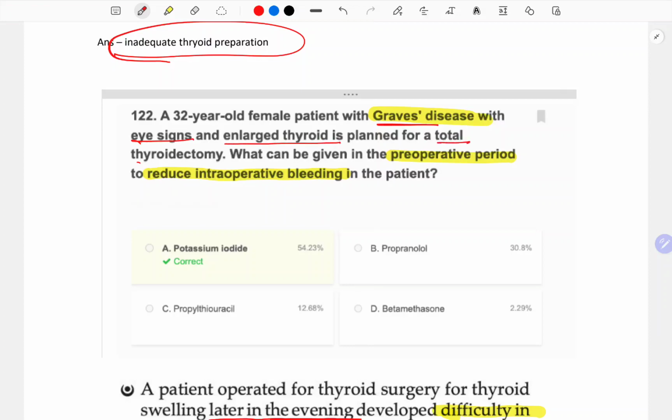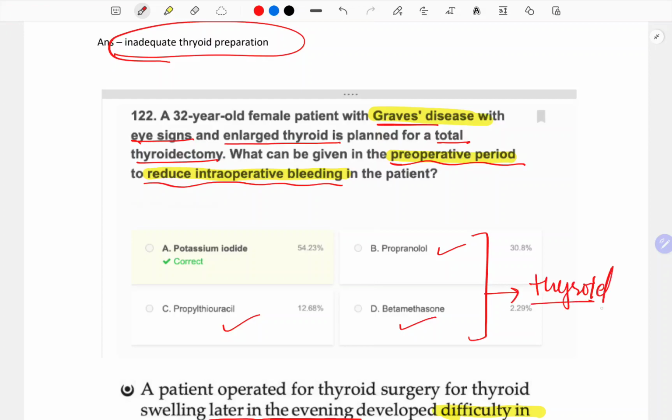Now next question, a 32-year female patient with Graves' disease with eye signs and enlarged thyroid is planned for total thyroidectomy. What can be given in the pre-operative period to reduce the intraoperative bleeding? The options given were very confusing, but the answer was very simple. If you give propranolol, propylthiouracil and betamethasone as a steroid, these are the treatment plans for thyroid storm. So they are actually to reduce the thyroid levels.